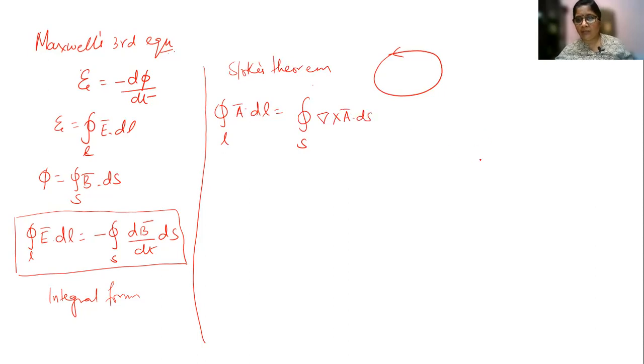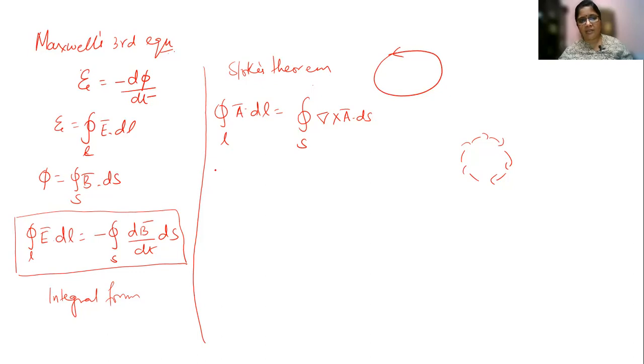So what do I mean by curl? Having a field, if my field is varying like this at an angle, going on varying like this, I would say it has a curl of the vector. If my field is varying like this without an angle, I cannot speak about a curl. Curl means varying in this angle. So that is the curl of the vector.